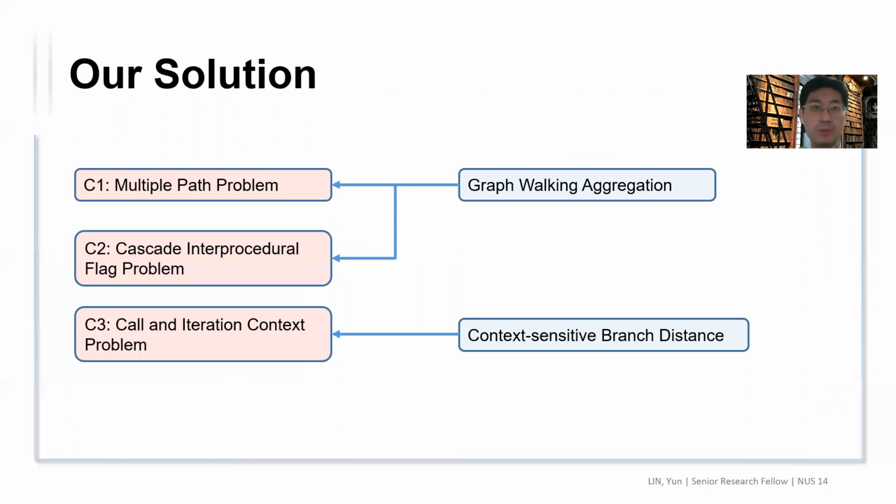Note that both problems can co-happen for an individual method suffering from the interprocedural flag problem. In this work, we proposed a graph walking aggregation algorithm to address the challenges of multi-path problems and cascade interprocedural flag problems. Moreover, we calculated context-sensitive branch distance to address the challenges of call and iteration context problems.